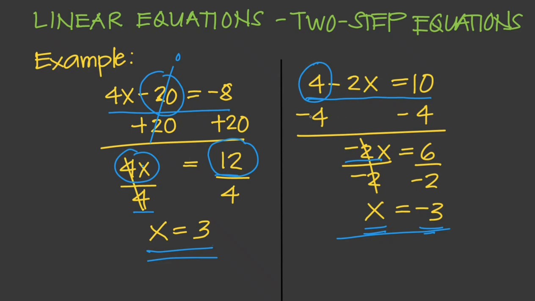So we want to get rid of 4 here, since 4 is positive. So we subtract 4 from both sides. So we are left here with negative 2x. And on the right side, we have 10 minus 4, which is just equal to 6. And then we divide both sides by negative 2. And we get an answer of negative 3.